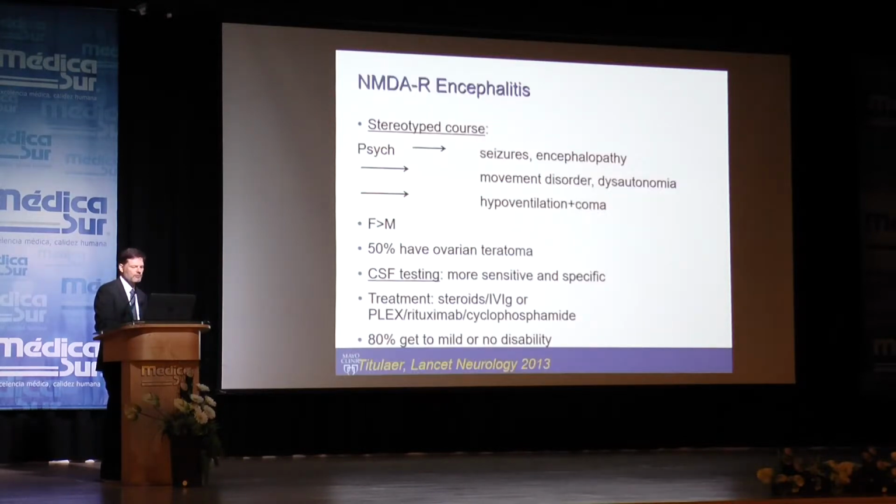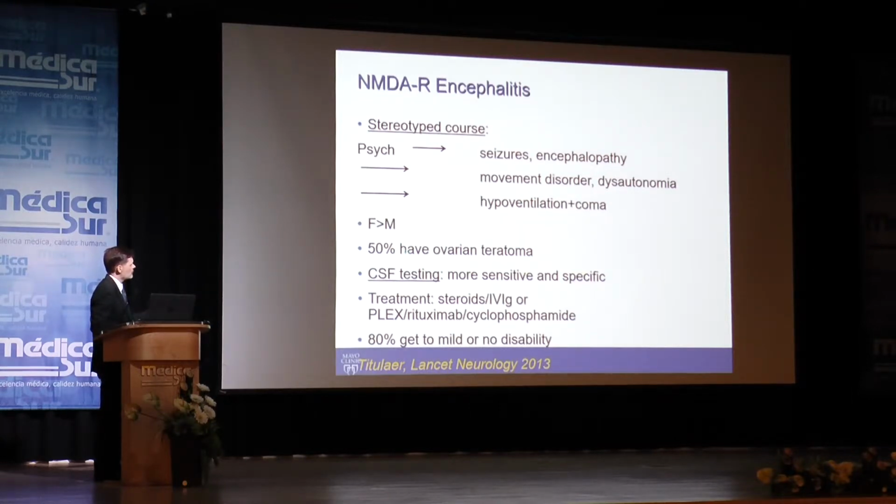One of the most important recent developments has been in the detection and understanding of NMDA receptor encephalitis, which has a relatively stereotyped course. Psychiatric symptoms, seizures, encephalopathy, especially in children, and movement disorders such as choreoathetosis, dysautonomia, can proceed to coma, which can be very long-lasting, but ultimately have a good recovery if treated appropriately.